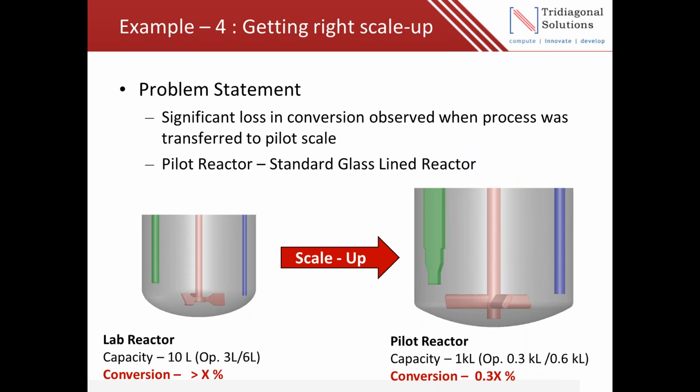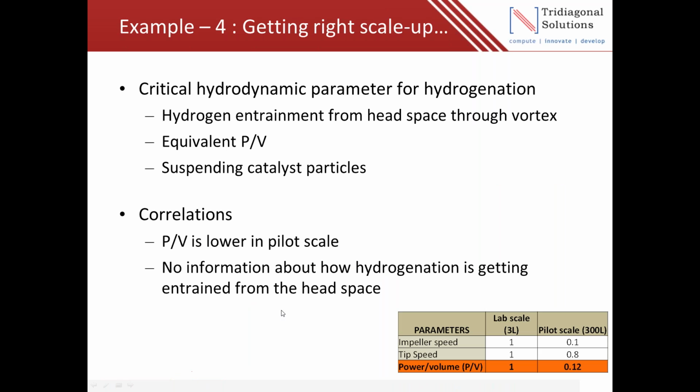One more application we would like to quickly highlight is getting a scale-up right. The application was hydrogenation. This was the lab vessel where a pitch blade turbine was being used and the conversion was about, let's say, X%. When this batch was transferred to a 1 kiloliter vessel, the conversion was only 30% of what was observed at lab scale. We tried to understand using correlations what could be the reason behind that, and we understood that the power per unit volume is very low in the large scale vessel compared to the lab scale vessel.